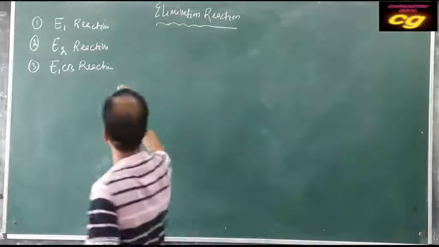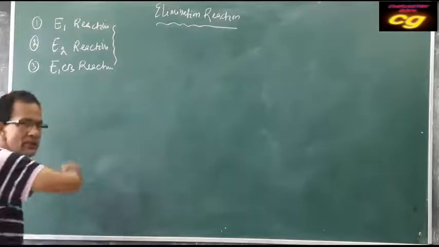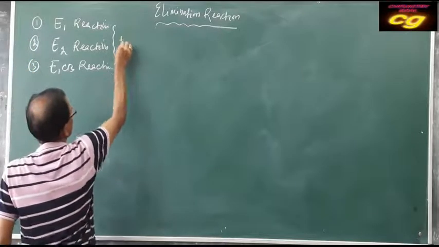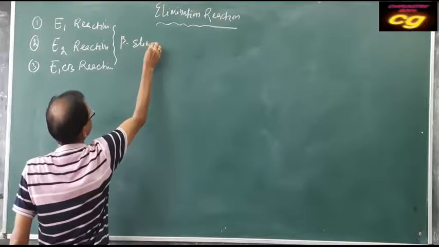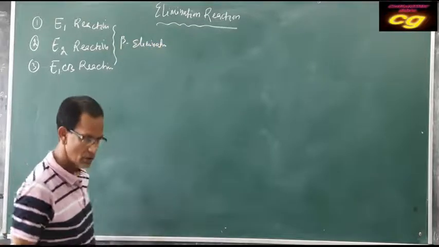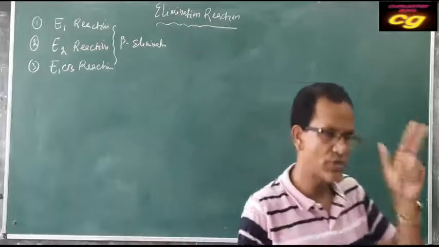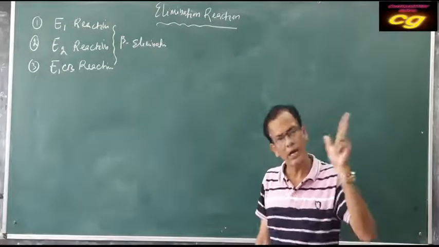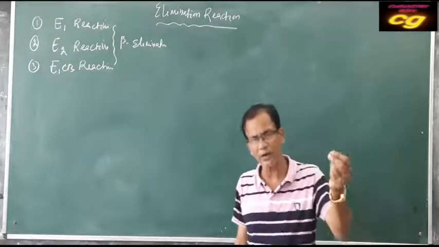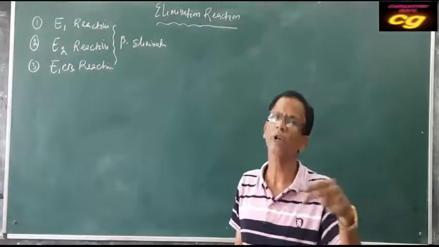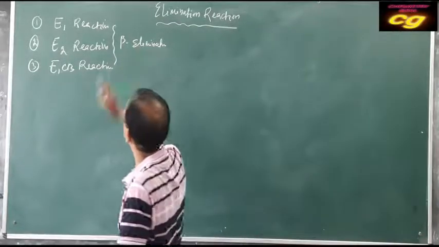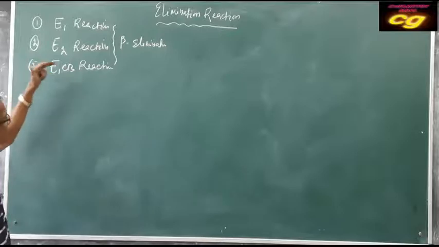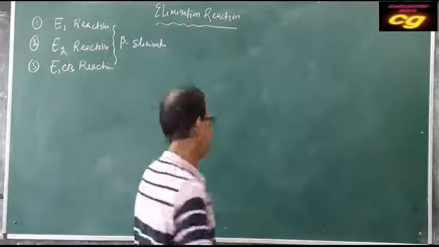That's why in all these three cases, this elimination is called beta elimination, because the hydrogen is removed from the beta carbon. It is also called alpha-beta elimination, because one halogen is removed from the alpha carbon and one hydrogen from the beta carbon. So we have E1, E2 and E1CB mechanisms, like your SN1 and SN2 mechanisms.